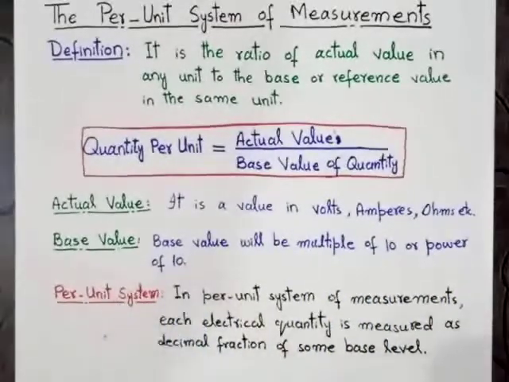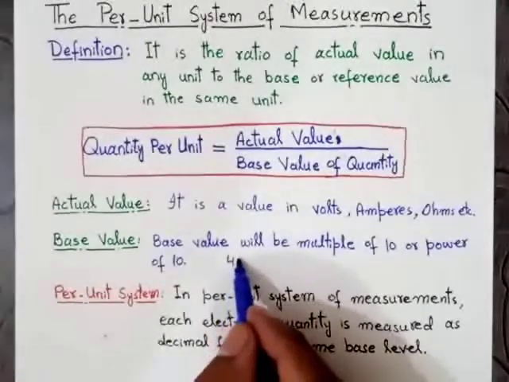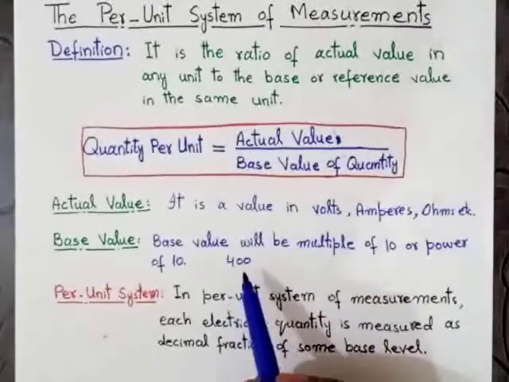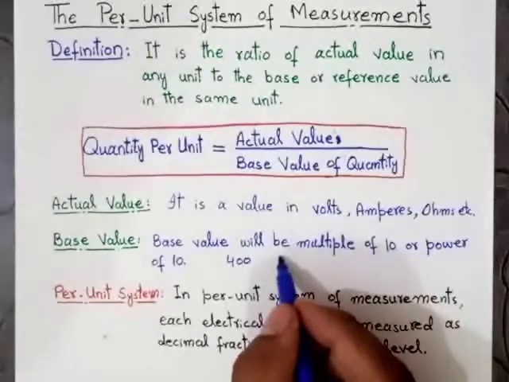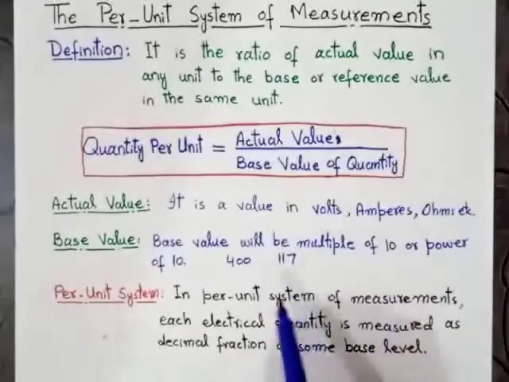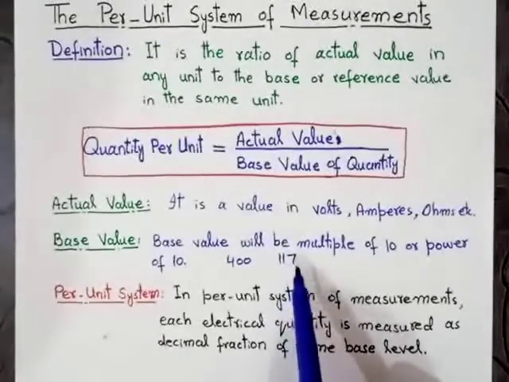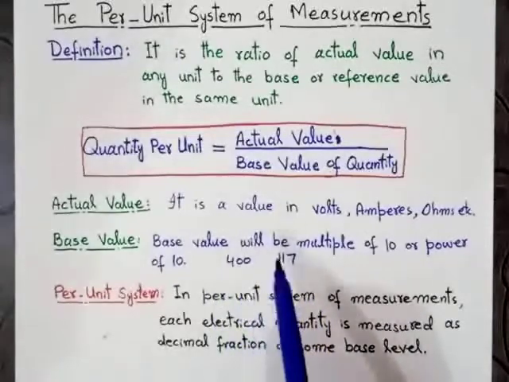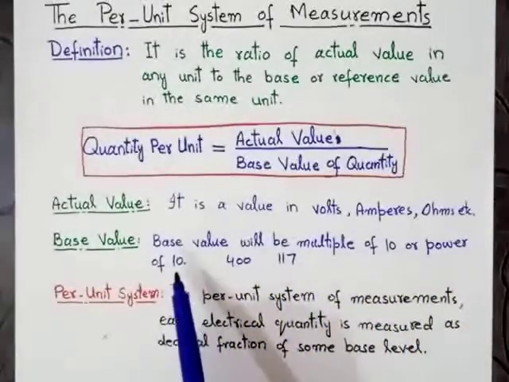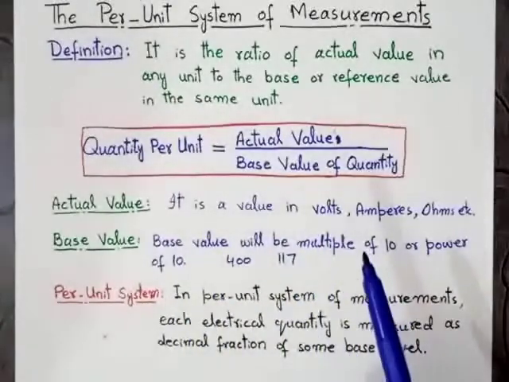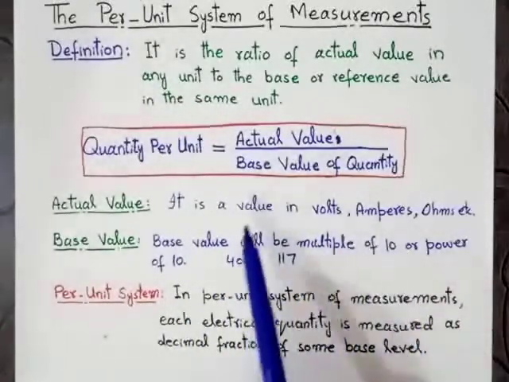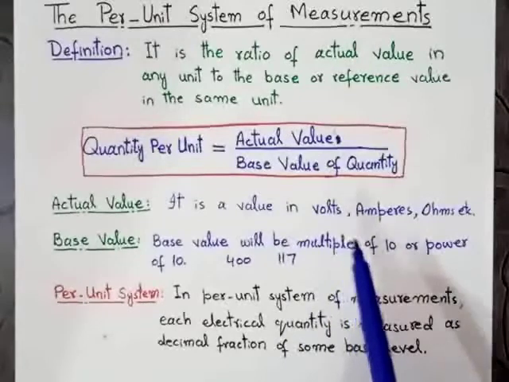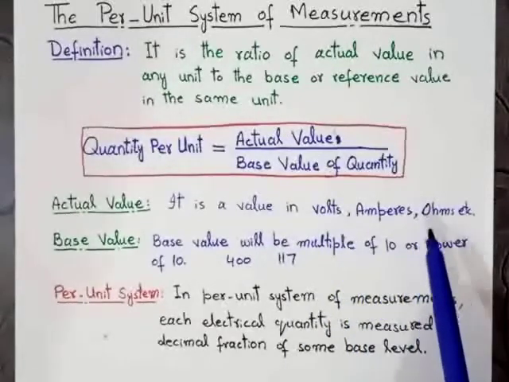Let the value be 400. 400 is basically a multiple of 10, so we can select the base value 400. If the value is 117, we can't select this value because this is not a multiple of 10 or power of 10. So the base value should be a multiple of 10 or power of 10. Actual value can be any value, can be 71, 75, 20, 30. The unit of the actual value is volts if it is voltage, amperes if it is current, and ohm if it is impedance.